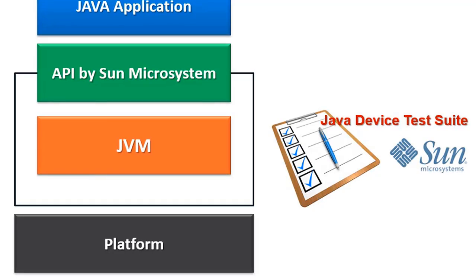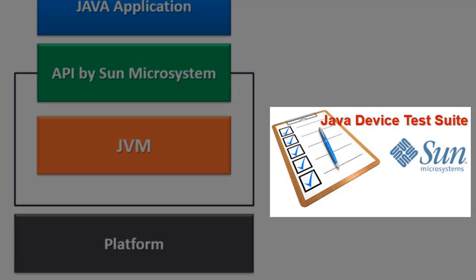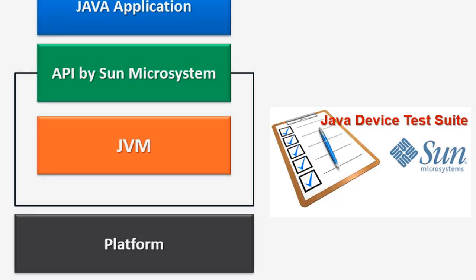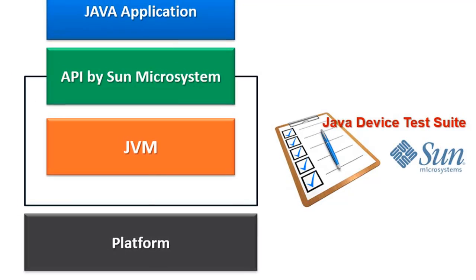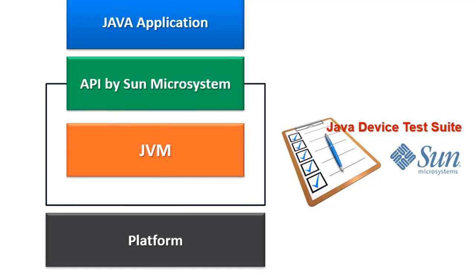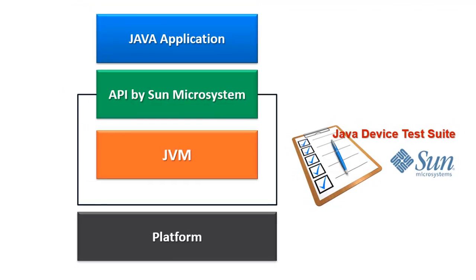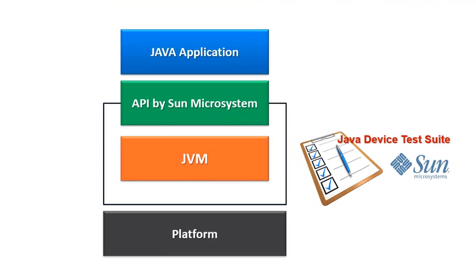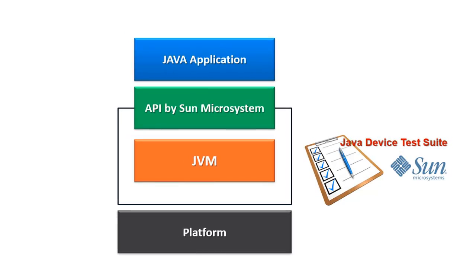For validation, Sun Microsystems had given the Java Device Test Suite, which we had to run on the JVM code to check if the API implementation was done as per the Sun standard. So, as developers, our entire development was driven by the Java Device Test Suite. Now, if complex software like JVM can be written in a test-driven manner, I believe any other code can be written in this way.